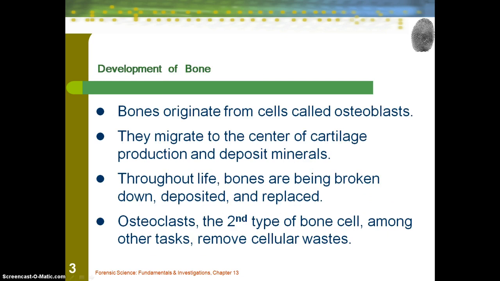Now let's take a look at some bone biology. Bones originate from cells called osteoblasts. They migrate to the center of cartilage production and deposit minerals. Throughout life, bones are being broken down, deposited, and replaced. Osteoclasts, the second type of bone cell, among other tasks, remove cellular wastes.